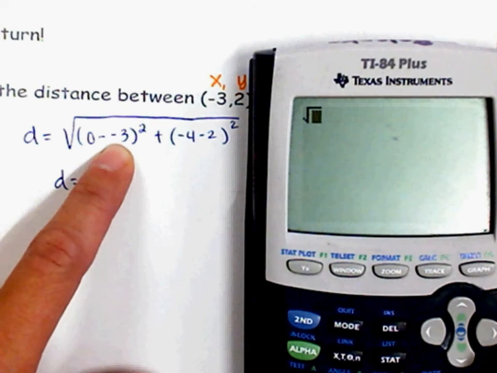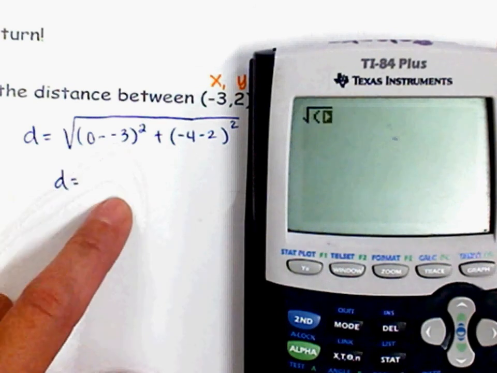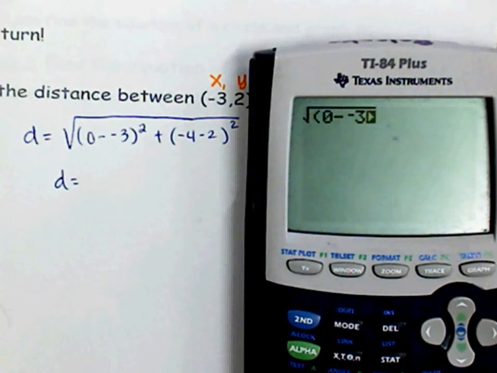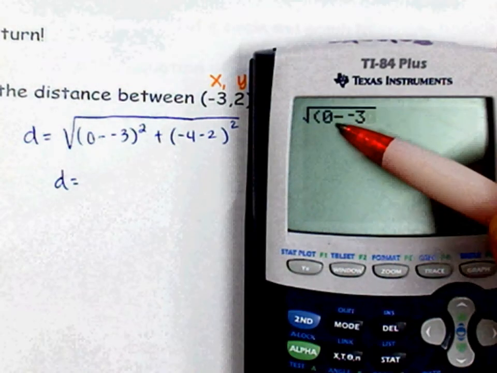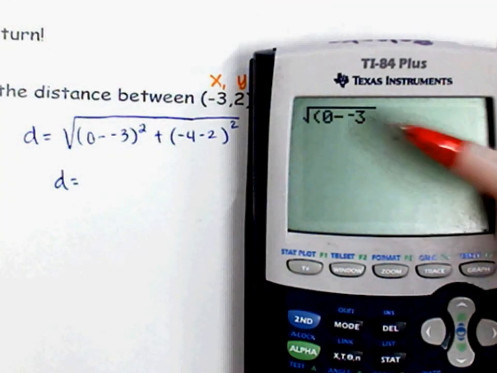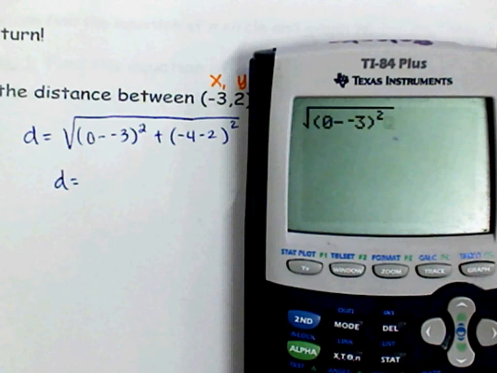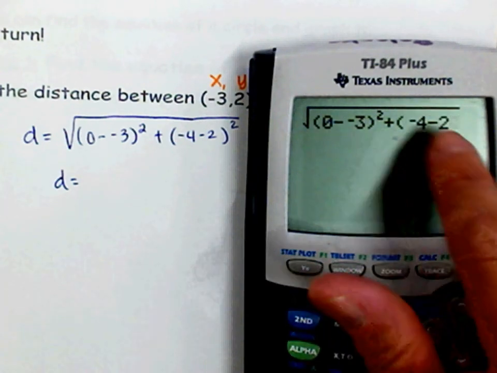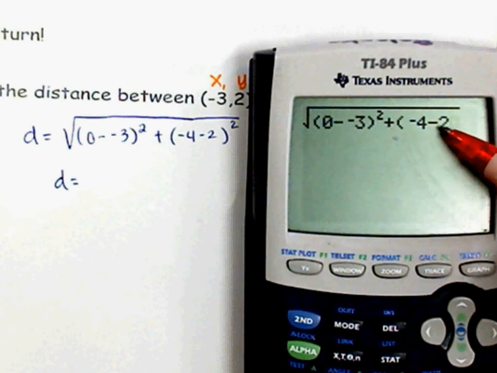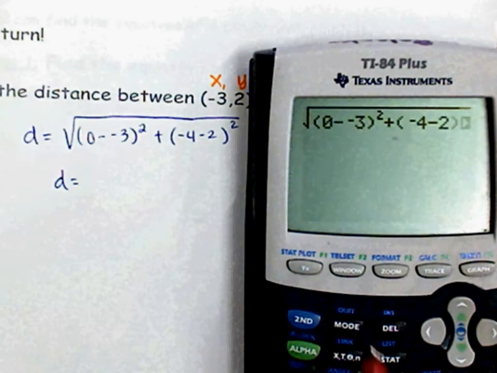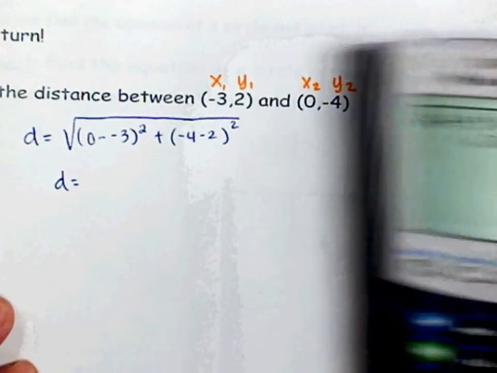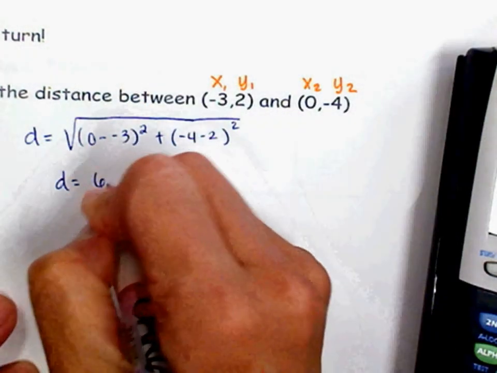Parentheses, 0 minus negative 3. Notice this is a minus, this is a negative. Okay? In parentheses, square plus parentheses, negative 4 minus 2. Negative minus. Notice the length. Square, enter. So your distance right there is 6.71 units.